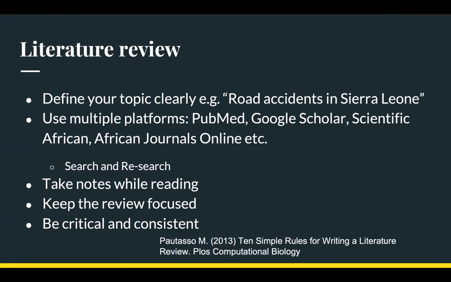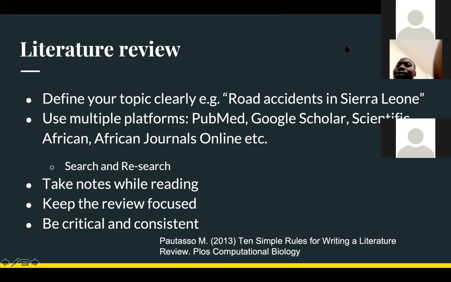When you do your literature review, you want to define your topic clearly, because that will help you find the papers that you need to review. An example would be road accidents in Sierra Leone. That's a very specific topic. You also want to use multiple platforms to find information. You can use PubMed, Google Scholar, Scientific African journals online. There are several different platforms depending on what you're interested in looking for.